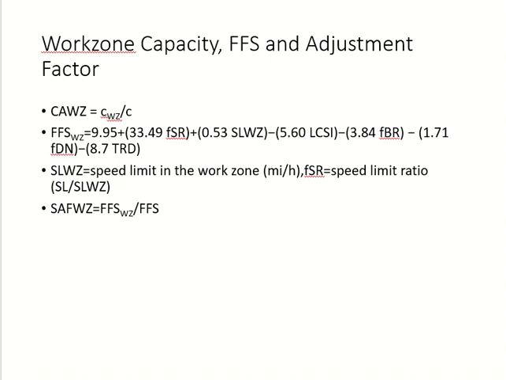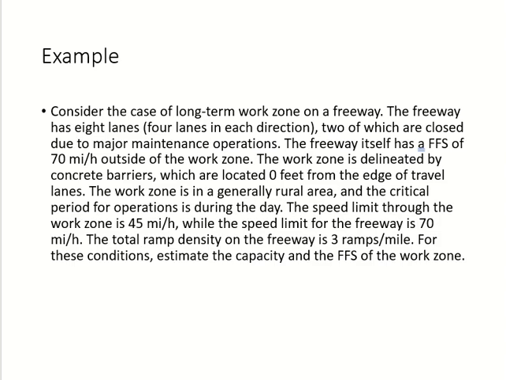The spot speed study is done when the density is good. There are conditions for spot speed. So that becomes the free flow speed, so that comes from there. You take this ratio, it will give you the speed adjustment factor of the work zone. Okay, let us look at this example.